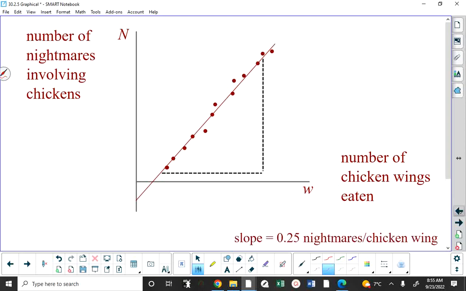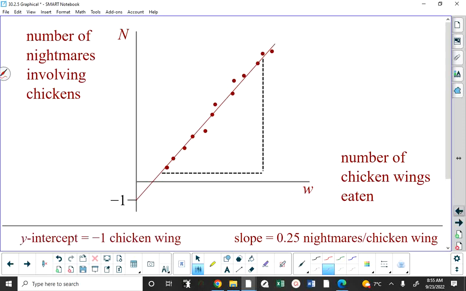And if you look at the units, it would be 0.25 nightmares per chicken wing, which means, kind of experimentally speaking, every time I eat 4 chicken wings, I'm going to have a nightmare. It's telling me something about the relationship between the variables. And let's say that I look on the graph and I see that the y-intercept is -1. Well, the y-intercept then would be -1 chicken wing. And that would mean that this is the equation.